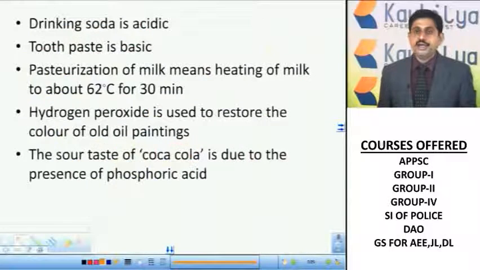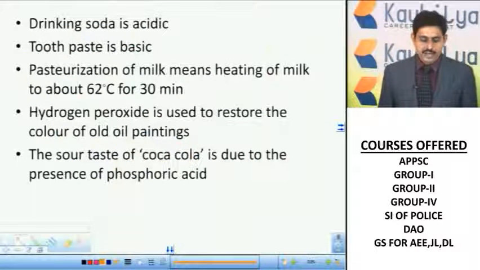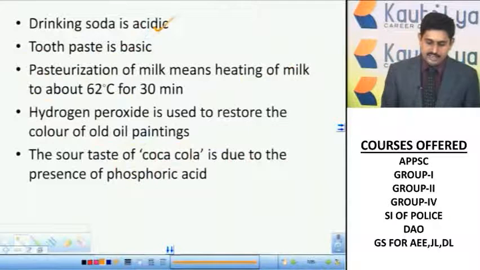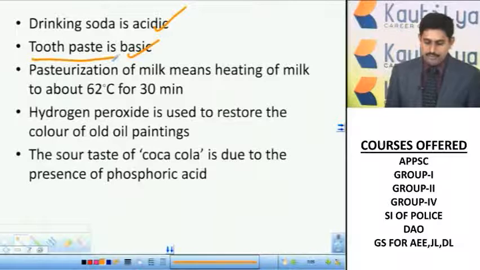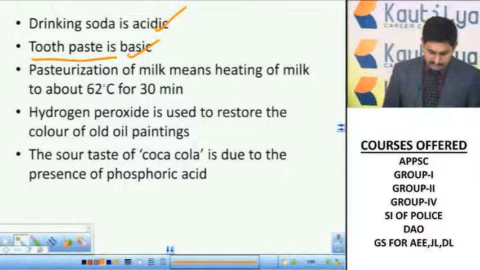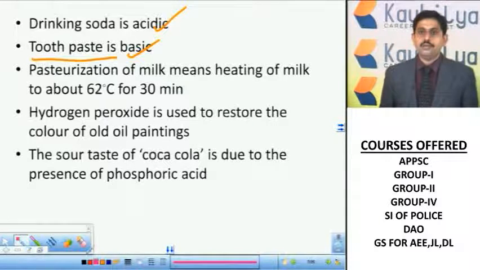Then drinking soda, whatever soda you take and whatever cool drinks you take, it is acidic in nature. Toothpaste is basic in nature. Generally, why are you brushing early in the morning? Because during the night, because of the presence of microorganisms, they decay our mouth and teeth. So in that area, the acidic pH increases. That is, the acidic content increases in our mouth.